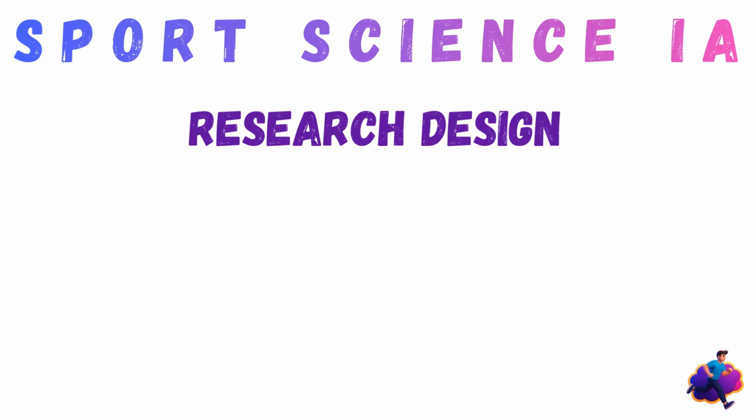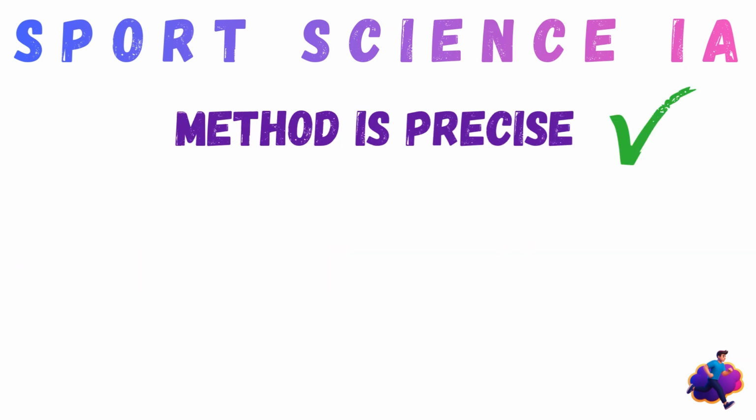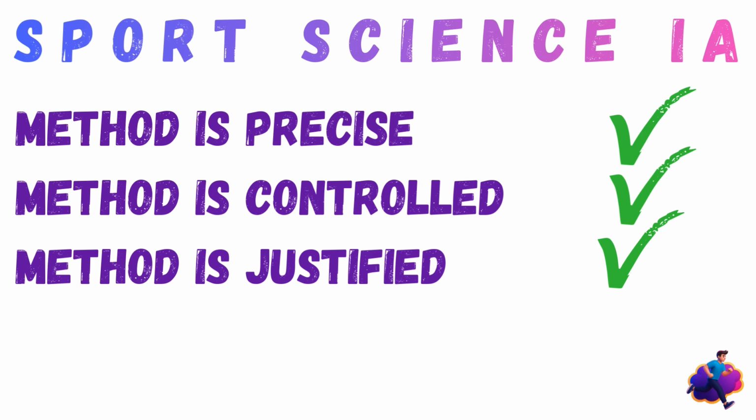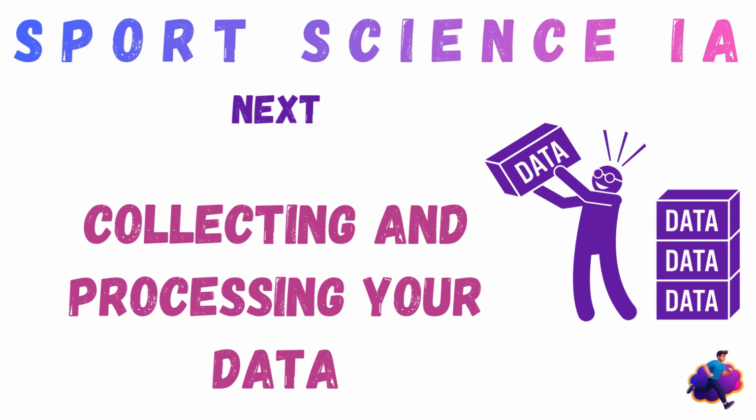Your research design is where your IA truly becomes your scientific investigation. If your method is precise, controlled, and well justified, you'll not only collect stronger data, but you'll also set yourself up for higher marks in every other section. In the next video, we'll explore how to collect and process your data properly and how to handle uncertainty, variability, and statistical tests with confidence.